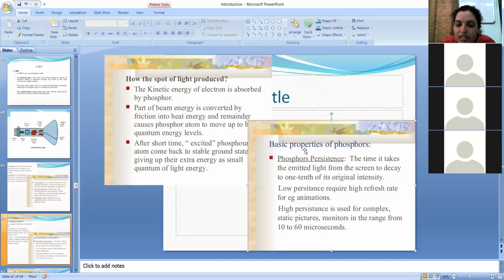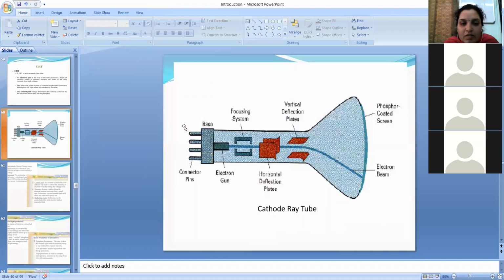Now we have the basic properties of phosphor. Phosphor persistence: the time it takes the emitted light from the screen to decay to 1/10 of its original intensity. So we have seen in this particular diagram, the electron gun will strike this phosphor coated screen and the light will get displayed. Here, this portion will get illuminated.